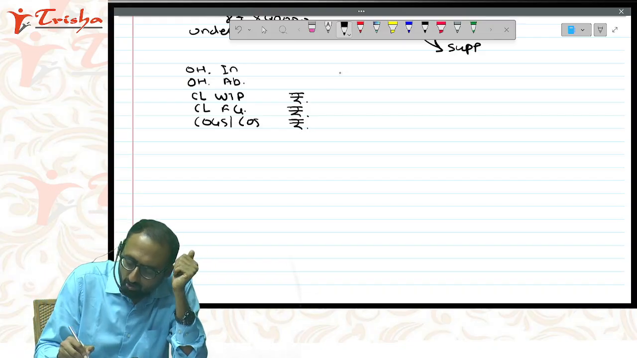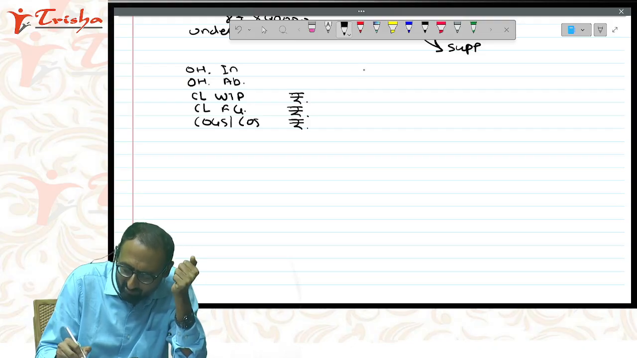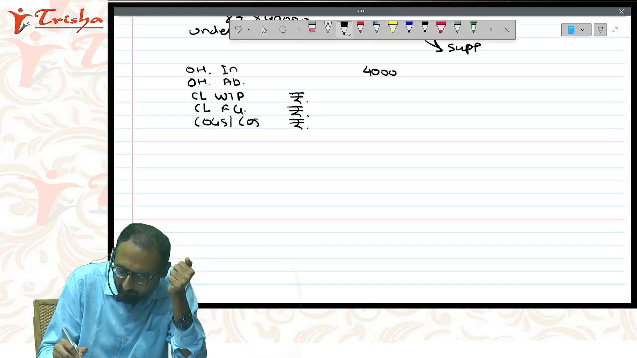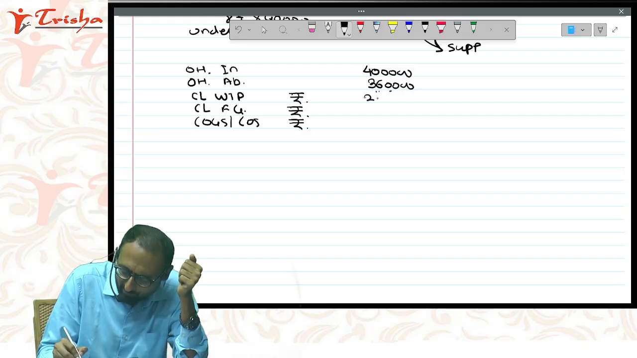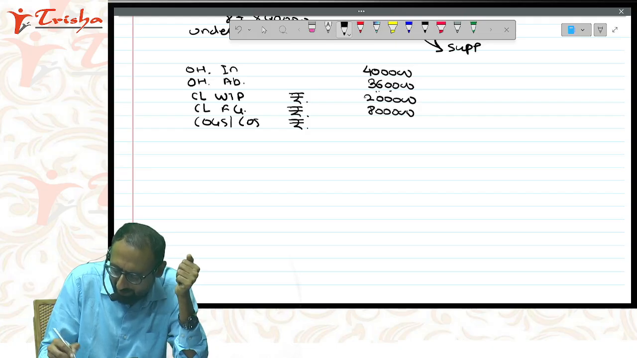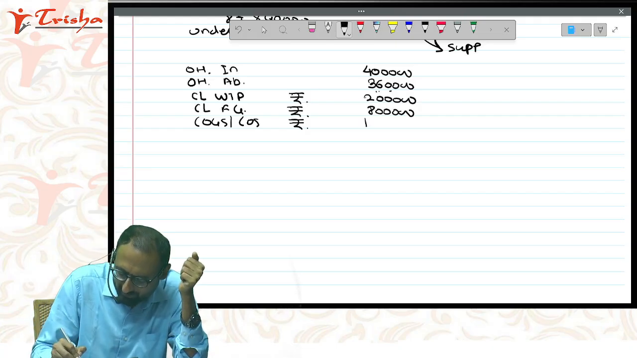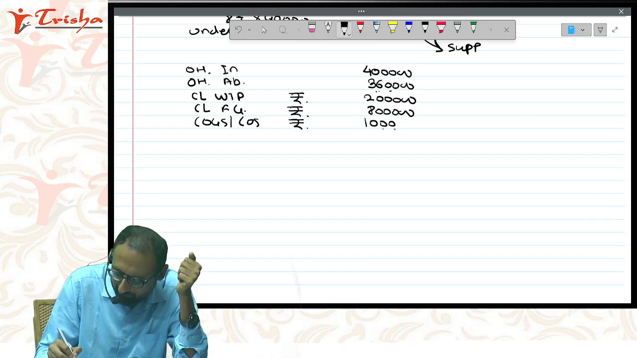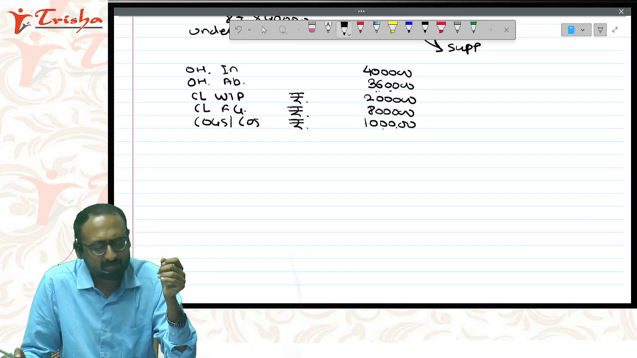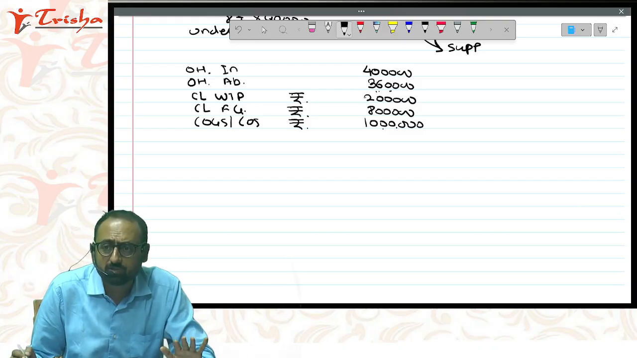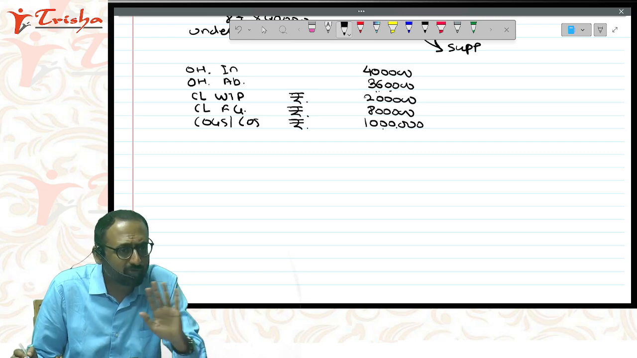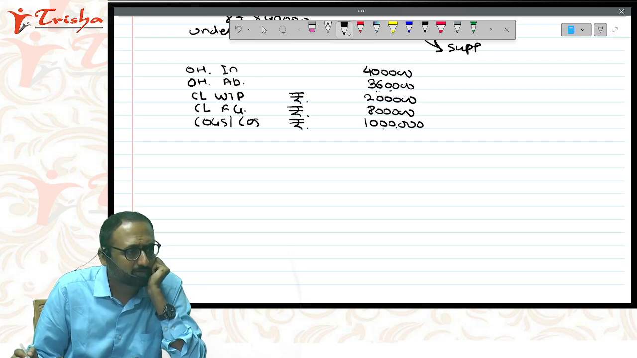Like, overhead incurred is 4 lakhs. Overhead absorbed is 3 lakh 60,000. Closing stock of WIP is suppose 2 lakhs. Closing stock of finished goods is suppose 8 lakhs. And cost of sales is suppose 10 lakhs. Boys and girls, only this information is given. Number of units information is not given.